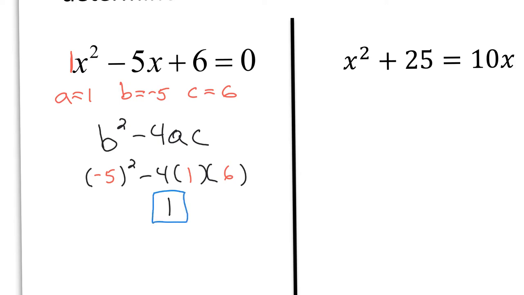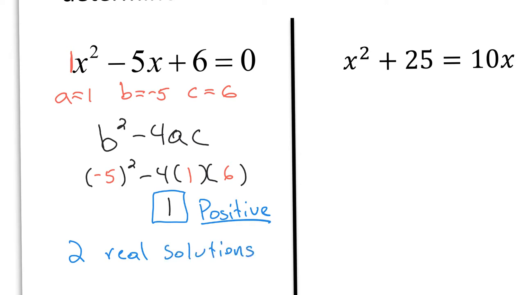Now, that doesn't tell you how many solutions we have, it's the type of number. This one is a positive number. So 1 is positive, that's the keyword, positive. It means that we have 2 real solutions. So the keyword here is positive. If you have a positive discriminant, you have 2 real solutions.